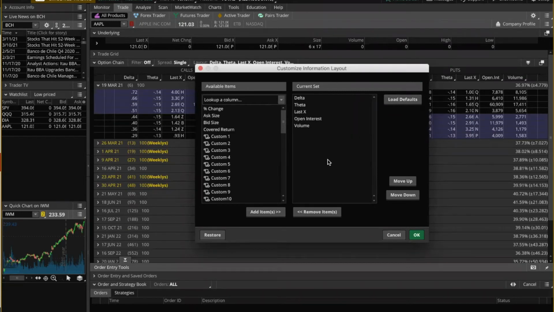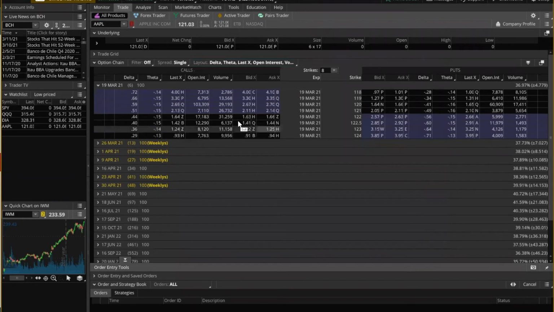So personally, what I like to look at is delta, theta, last price, open interest, and volume. And then when you're ready, go ahead and click OK. You could save it. And so we're going to get into Greeks, which is delta and theta, vega, gamma in the next video. But in this video, I'm just going to focus on open interest and volume. So right here where it says open interest and volume.